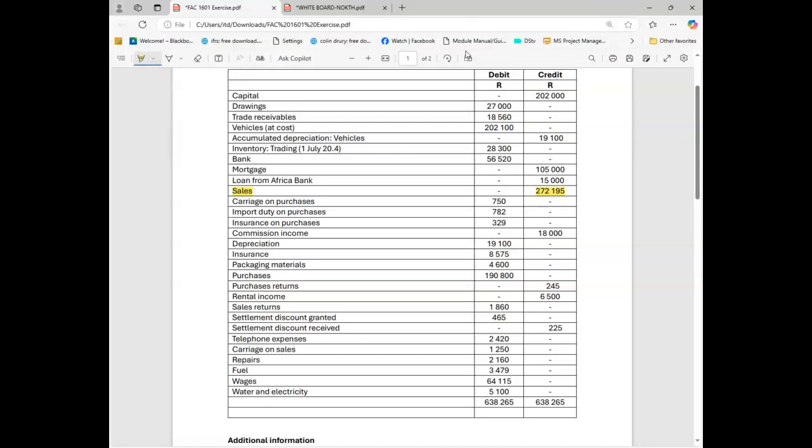Okay, write the following down. Sales returns. So you must always check sales returns. And then you must also check settlement discount granted. Are you with me? And then you deduct.